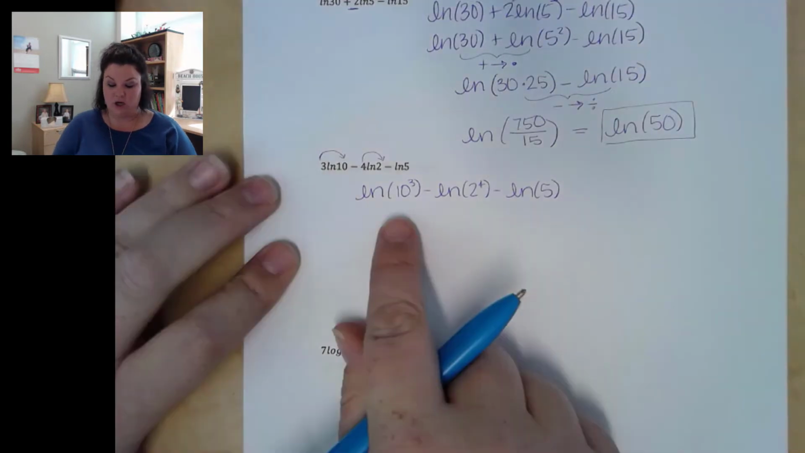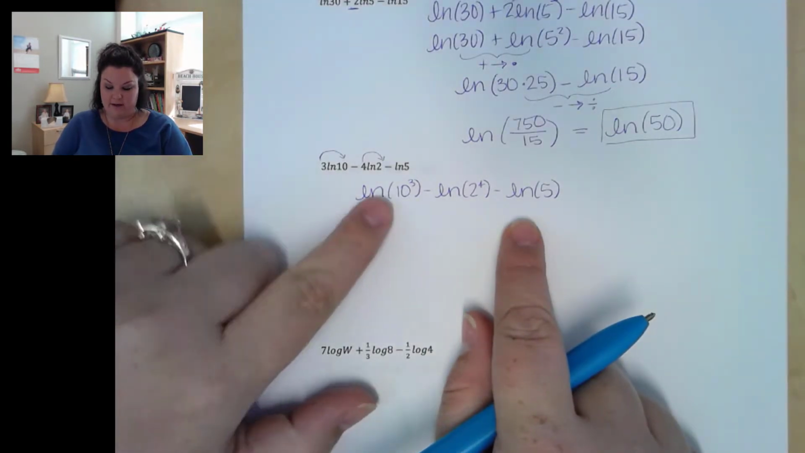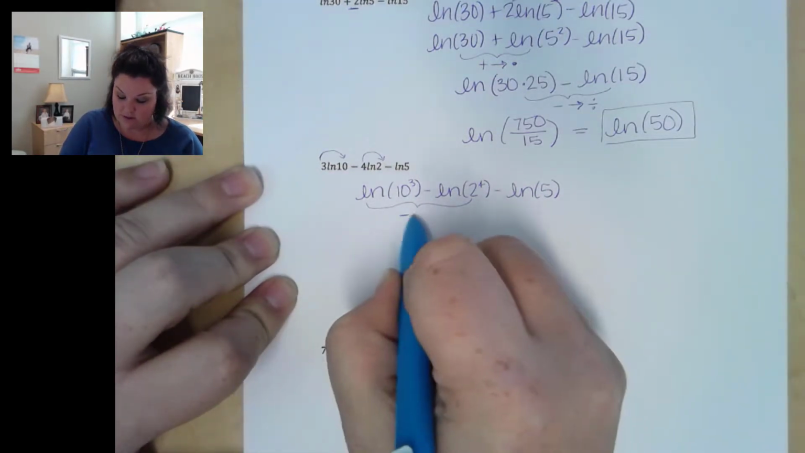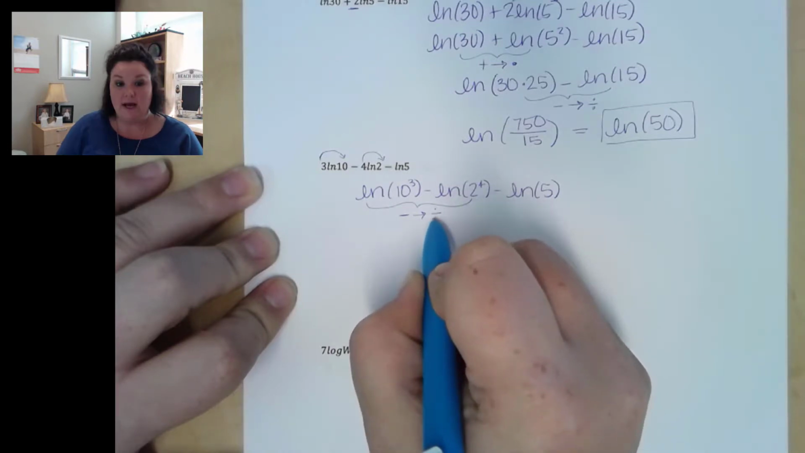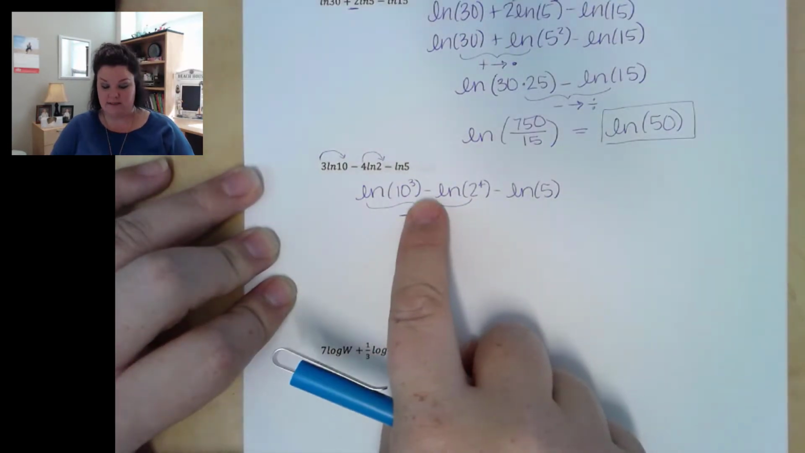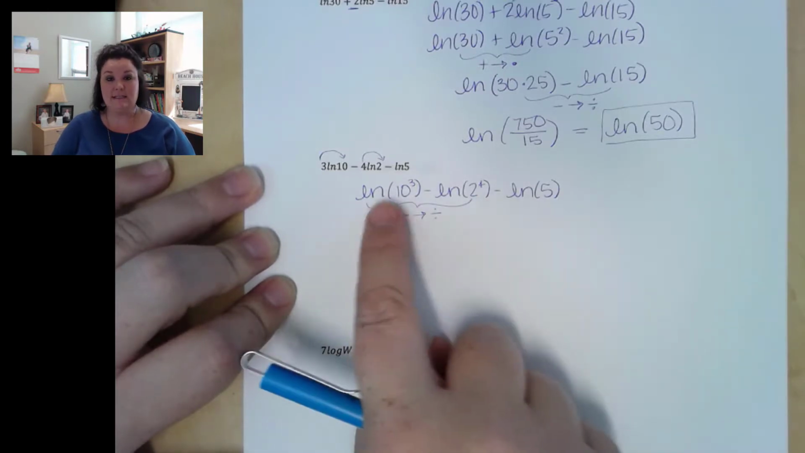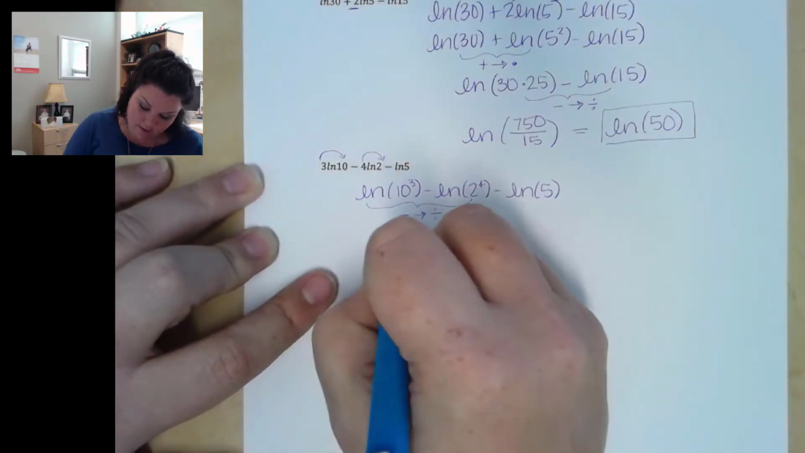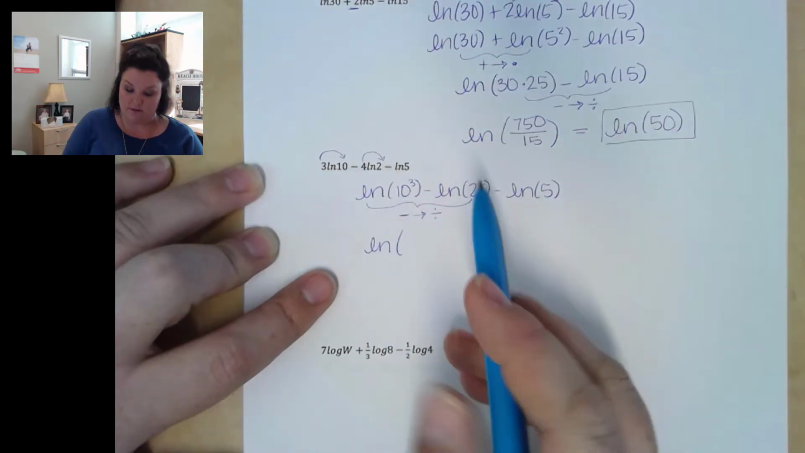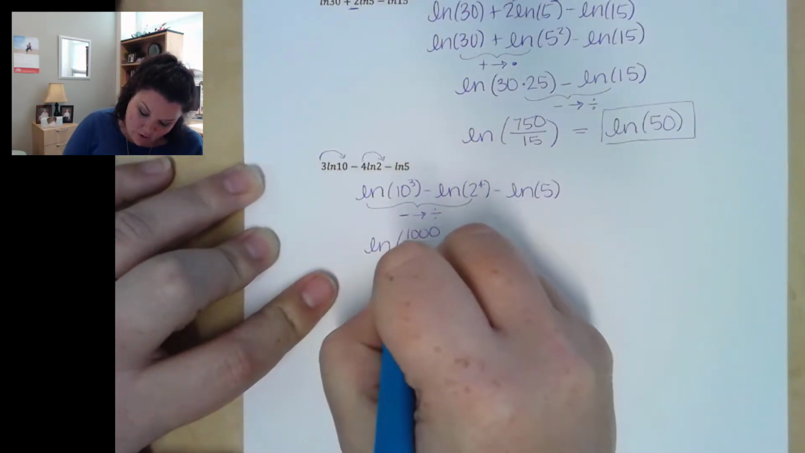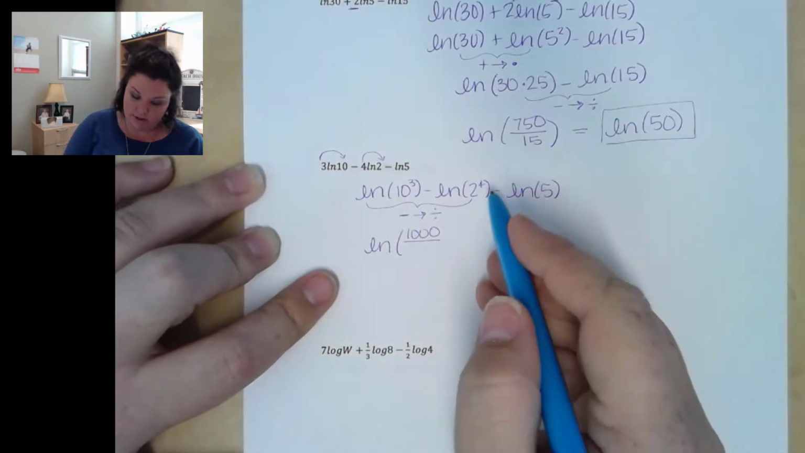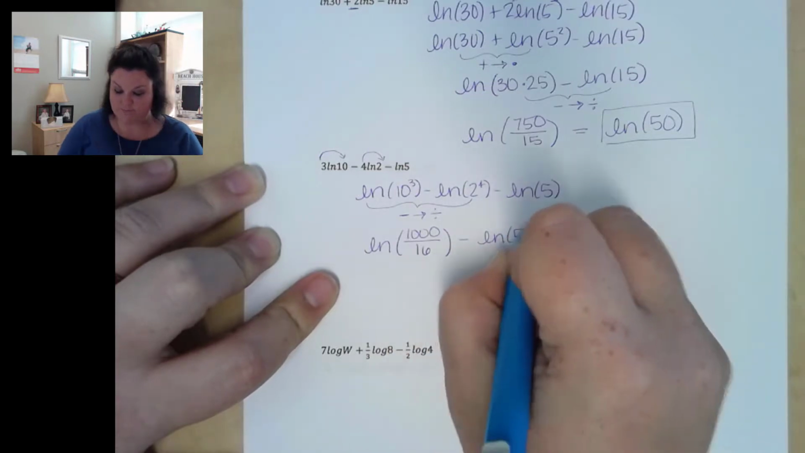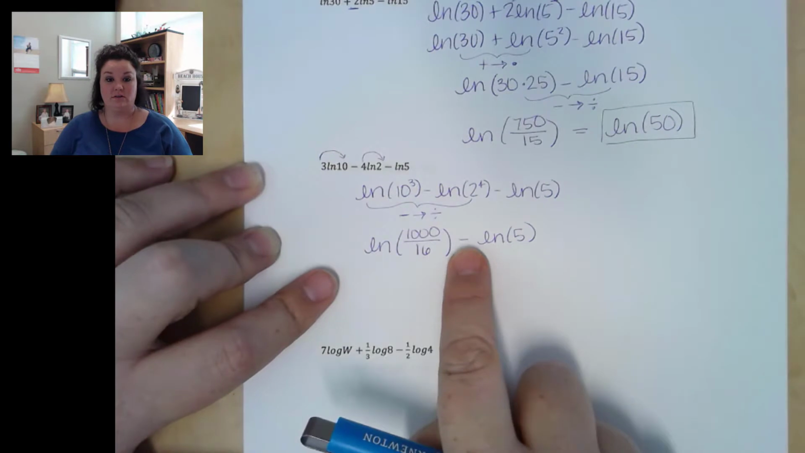So I want to start condensing, and I'm also going to simplify these numbers as I go. The first thing I see is this is a subtraction. Subtraction condenses into a division, and the one that's negative is the one that goes to the bottom. So when I condense these 2 natural log terms, I'm going to have the ln of 10 cubed. Now 10 cubed is 1,000. So I'm going to write this as 1,000 over 2 to the 4th. 2 to the 4th is 16. Okay, minus ln 5. And then again I have another subtraction.